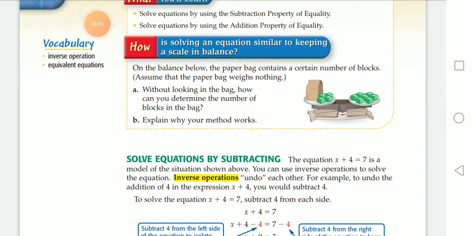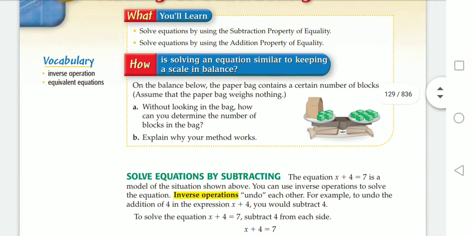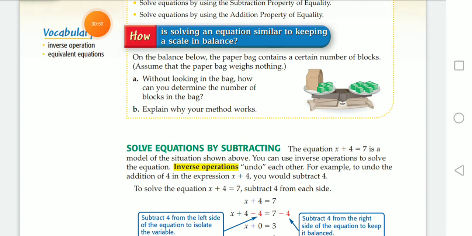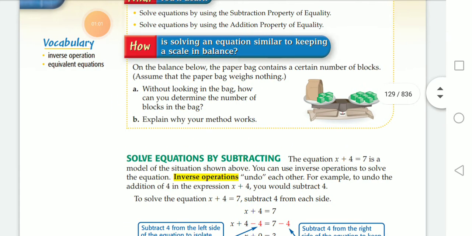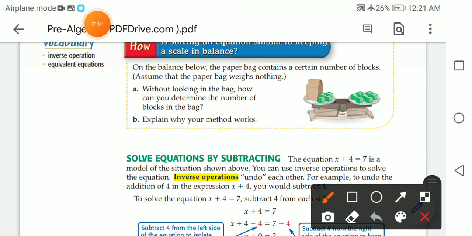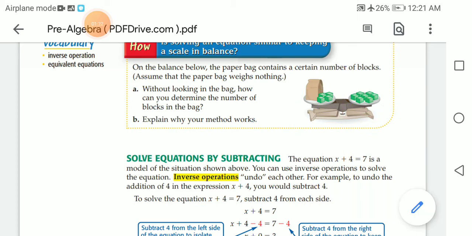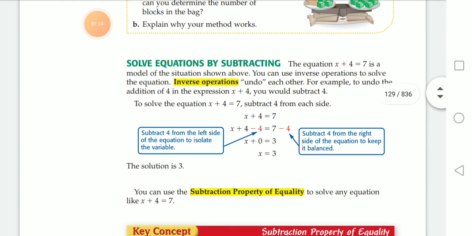Okay, let's see. As you see here, I need the marker. I have here 7 blocks and I have here 4 blocks, assuming that the paper bag weighs nothing. So inside the bag, how many blocks do I have? Of course, 3, to make the balance go right, to be equal. What did you do? So, solve equations by subtracting.